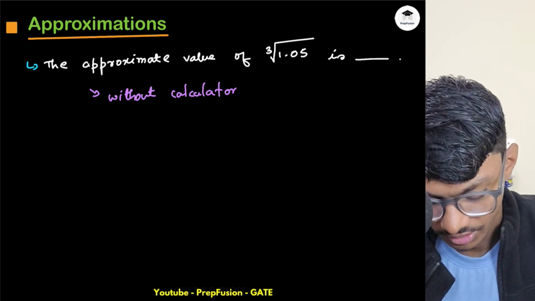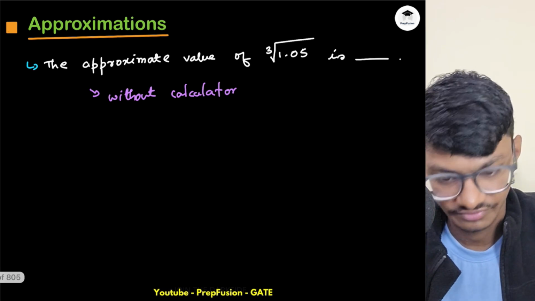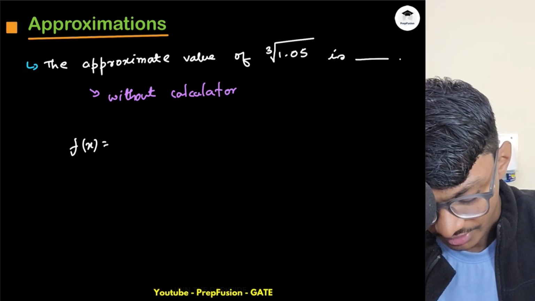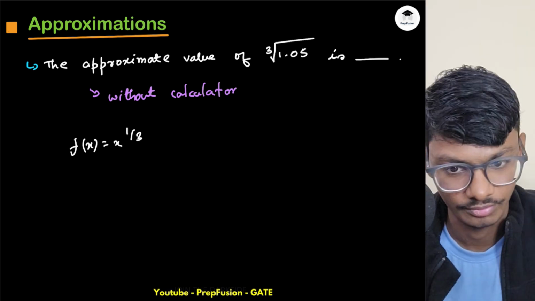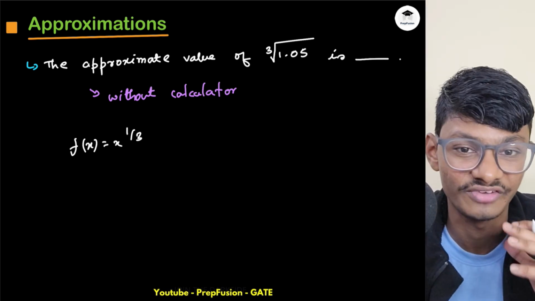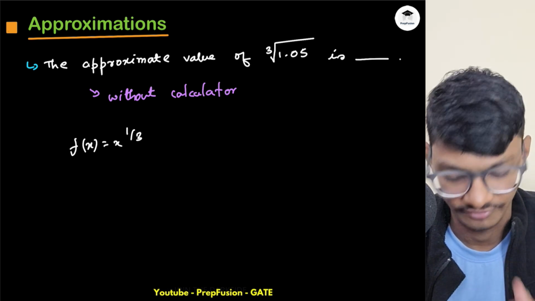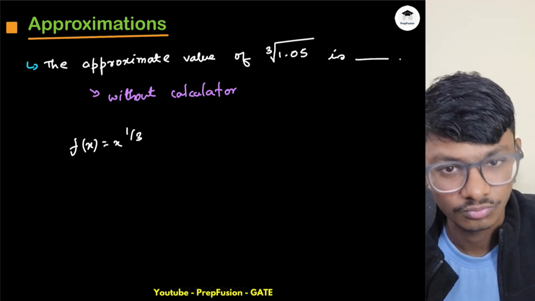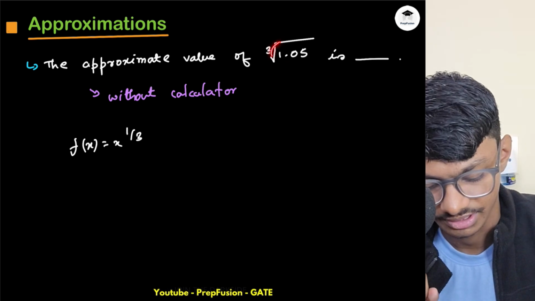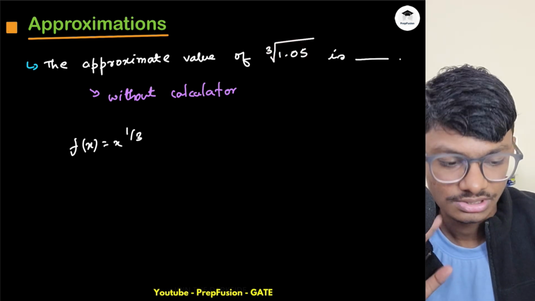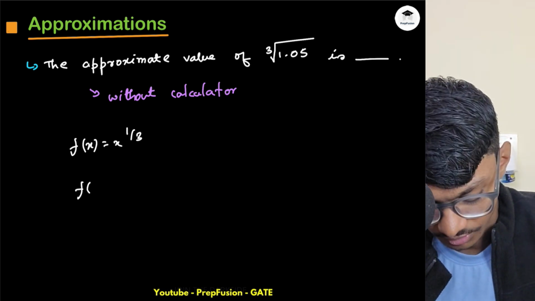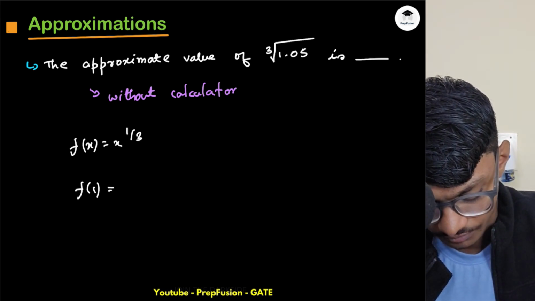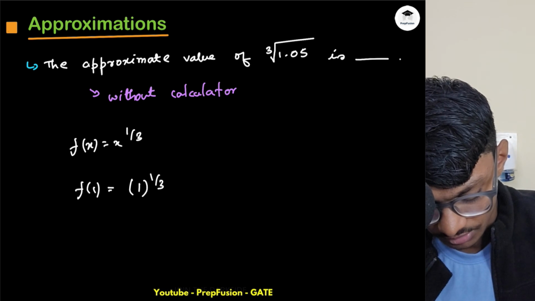So how do you find it? Here we can use a very good trick. I will assume f of x equals the function itself, cube root, x raised to power 1 by 3. Now I will assume some very simple number for which I can find the value, and that is close to this result, 1.05. What is the simplest cube root? Cube root of 1, right? f of 1 equals 1 raised to 1 by 3.